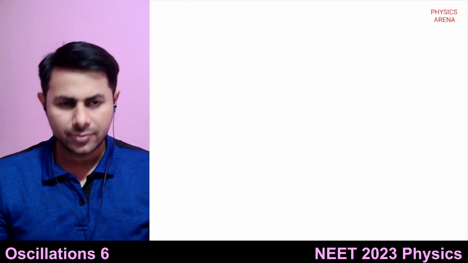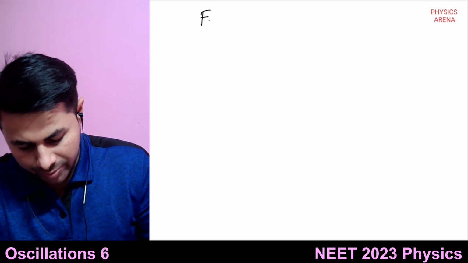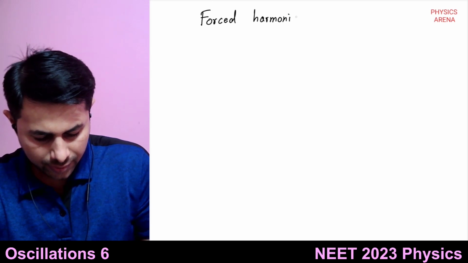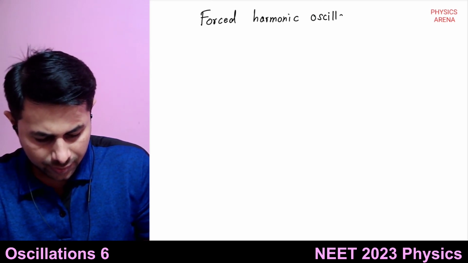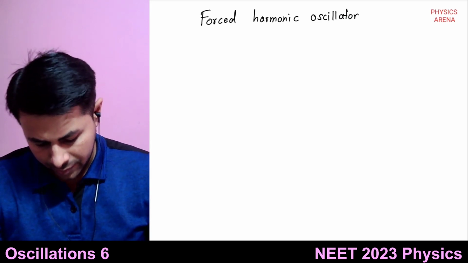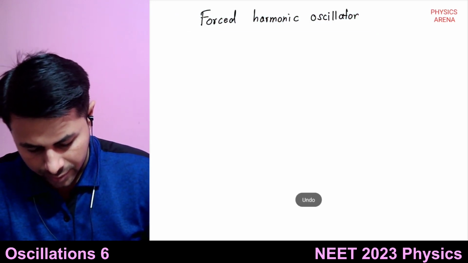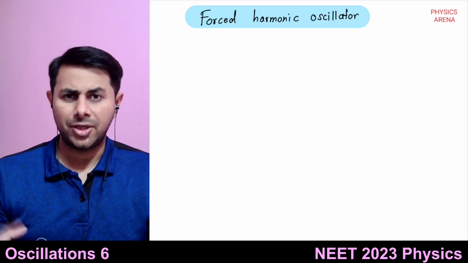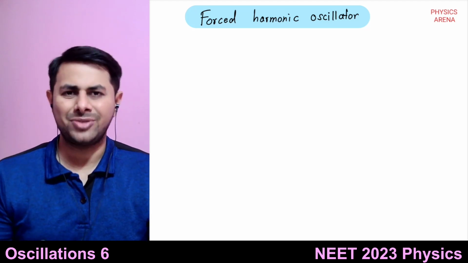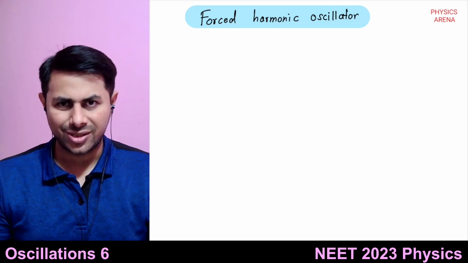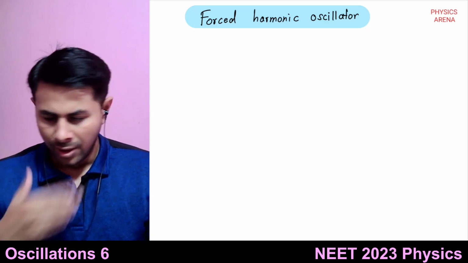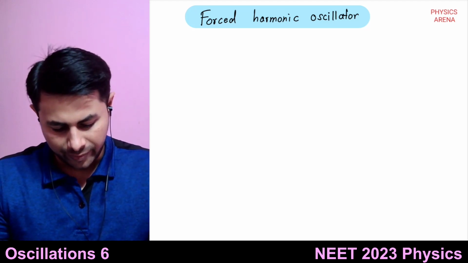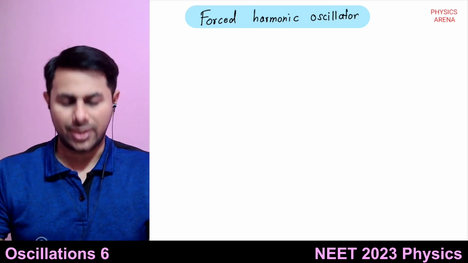Next one is forced harmonic oscillator. We are interested in a particular type of force because it is the simplest one. It is an external periodic force.